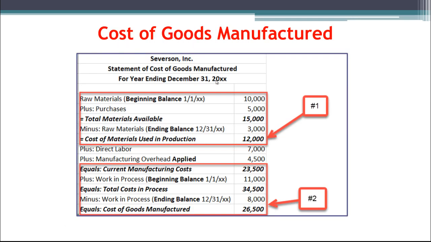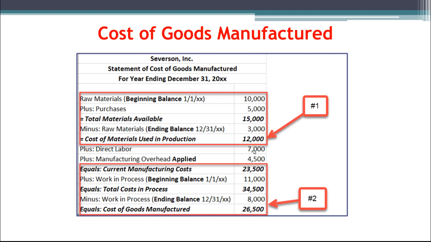This is an example of the statement of cost of goods manufactured. The first thing we need to calculate would be the materials used. So we take the beginning balance of materials plus what we've added in this period through purchases. That gives us the materials that are available to use. We subtract out the ending balance because obviously we did not use those, and we get the cost of materials that we did use. That's the first current cost.